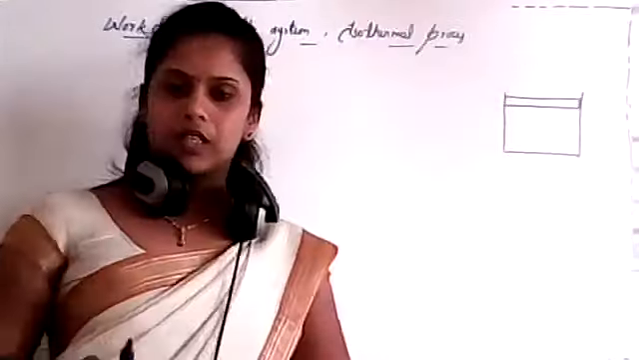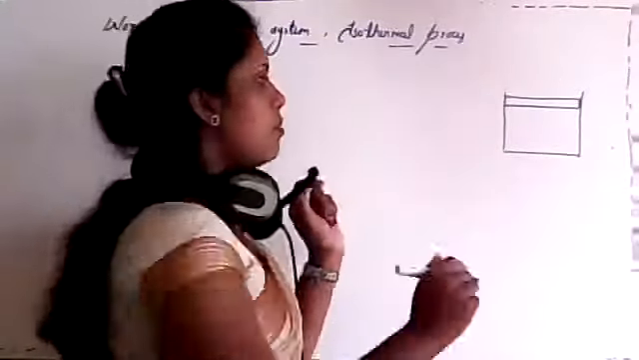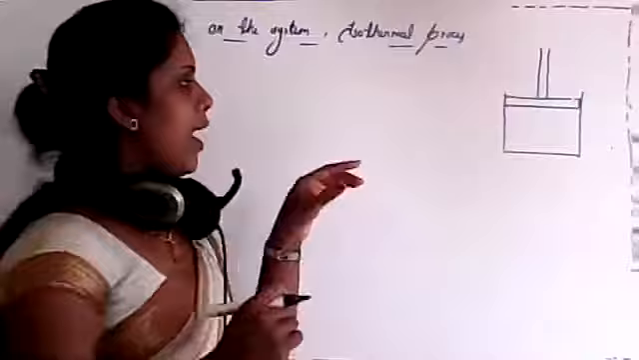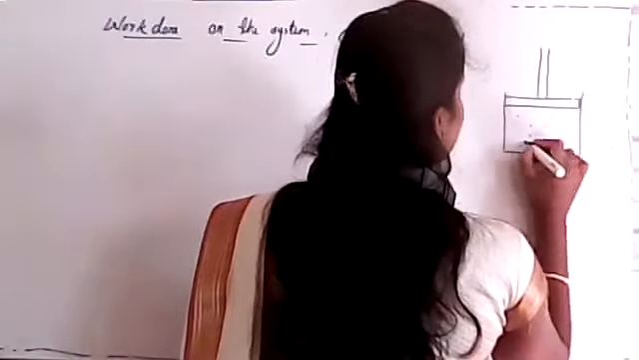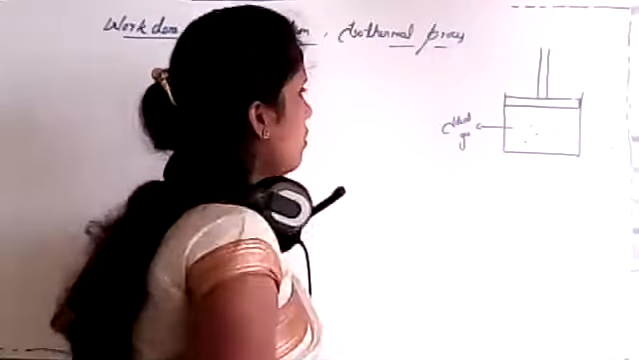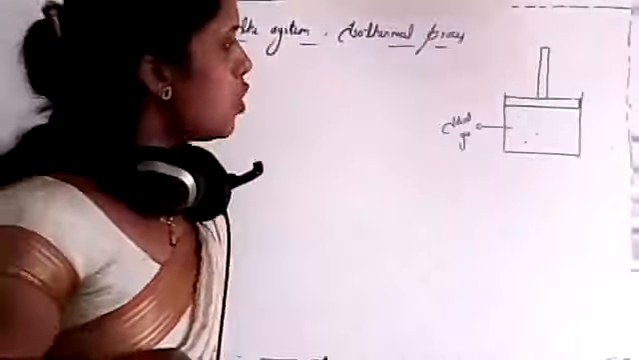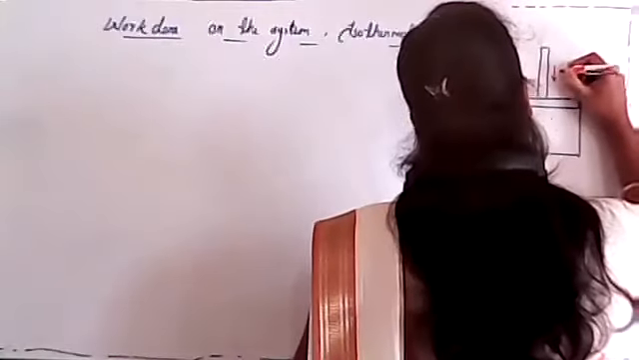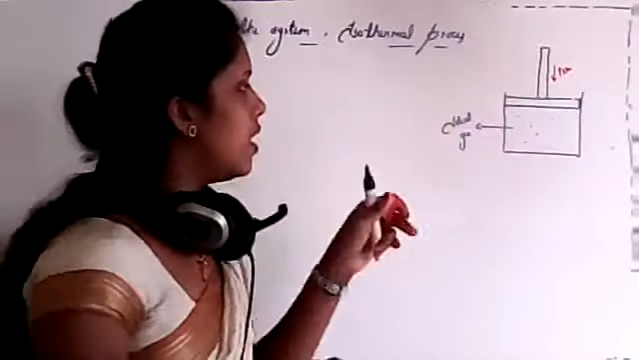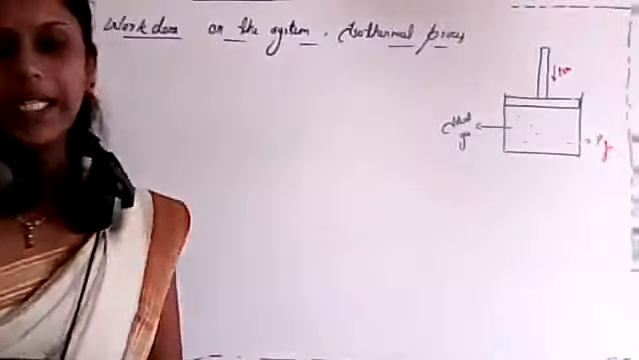See, students, here I'll consider one system which is fitted with a frictionless piston, for example, a syringe. I'll fill this system with ideal gas. Clear? So now listen, the pressure which is exerted over this piston, I'll consider as P external, and the pressure inside, I'll consider as P gas or P internal.